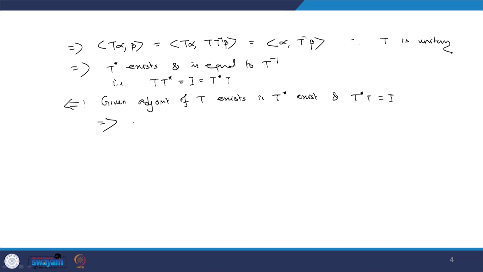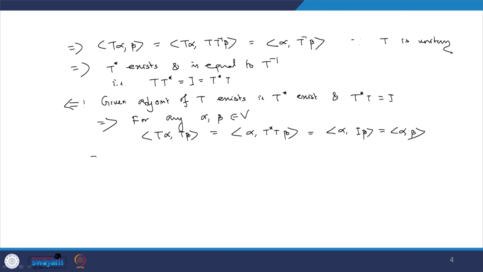So, for this let me consider for any alpha, beta belongs to V, inner product of T alpha, T beta, which is equal to alpha, T star T beta, which is equal to alpha, I beta, is equal to alpha, beta. So, this implies that T is a unitary operator. T is a unitary operator.